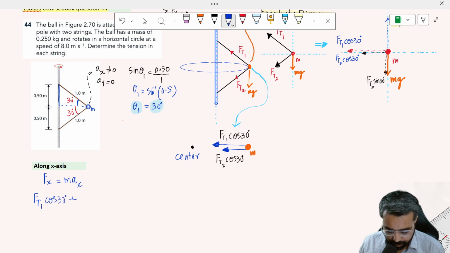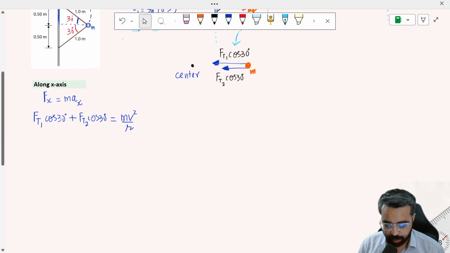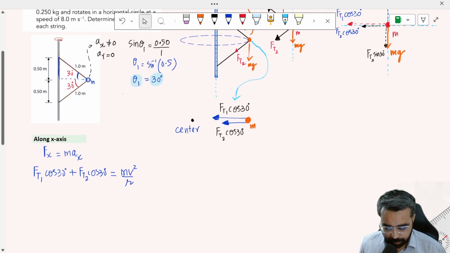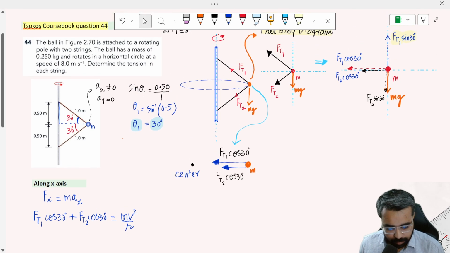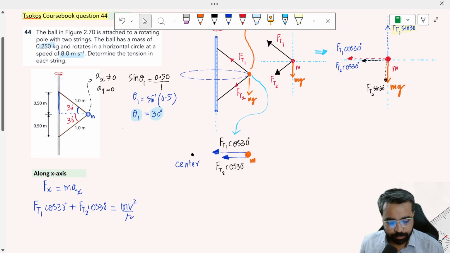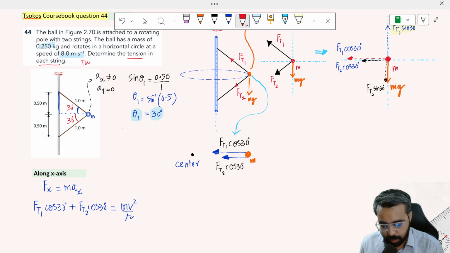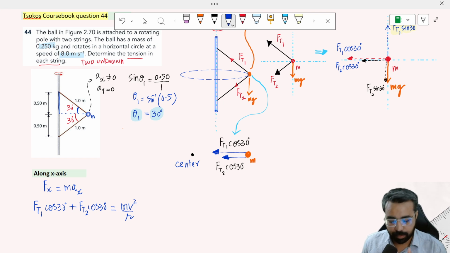I hope you understand that the sum of these two components of forces is equal to mv squared over r. That was the concept that we had learned. Okay, now we have the mass and we also have the speed. In this question we have to find the tension in each string, which means we have two unknowns, and that's why we need two equations. So if you plug in the values, you will get the first equation.